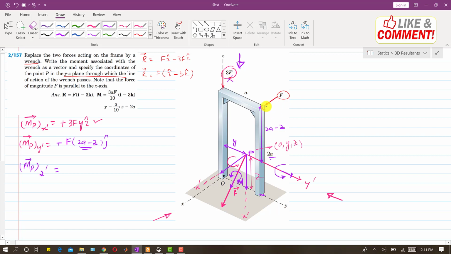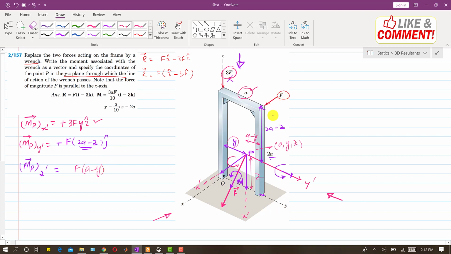And the perpendicular distance between this force and this point P is how much? So that distance is this much. If I represent it, this distance is the total width of this frame, which is a, and this point P is at a distance of y. So this distance will be a minus y. So the perpendicular distance of this force from the z axis is a minus y.